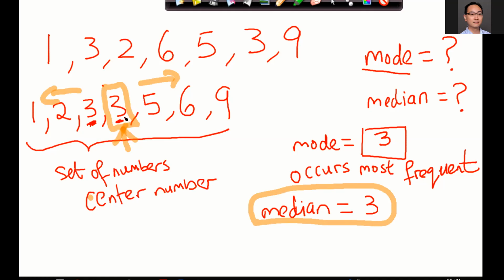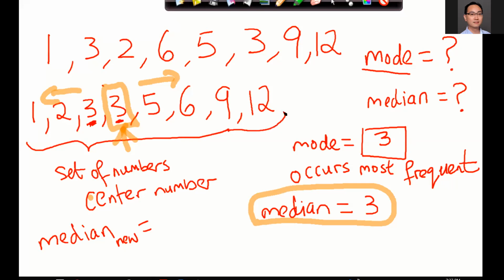But what happens if, for example, I add one more number here, in case you understand, I'm trying to explain to you. I don't redraw everything. I just add one more number. Let's say another number appears, 12. Same set of numbers just now, I just add one more number only. So I put a 12 here. Then what is the new median? What is the median now? What do you do? Anyone? What should we do?